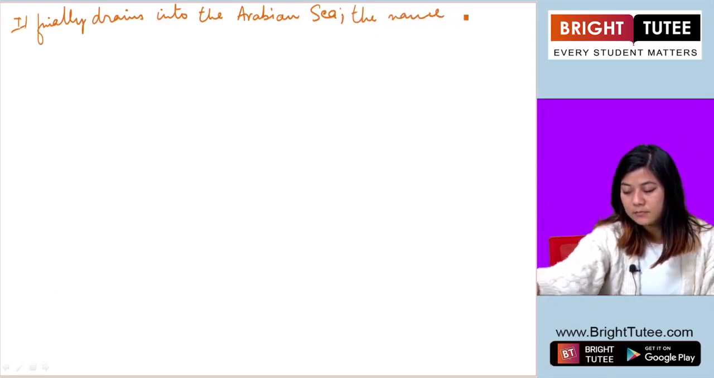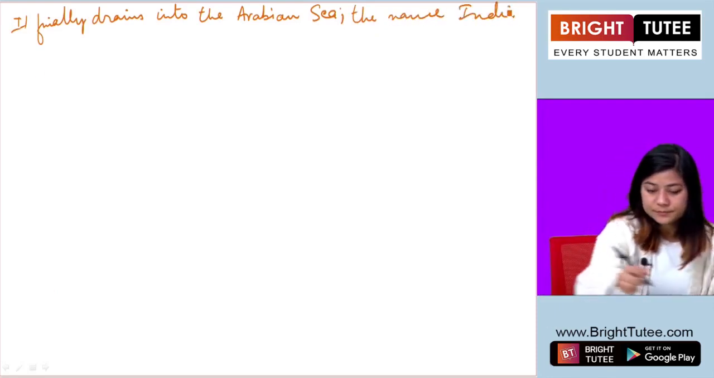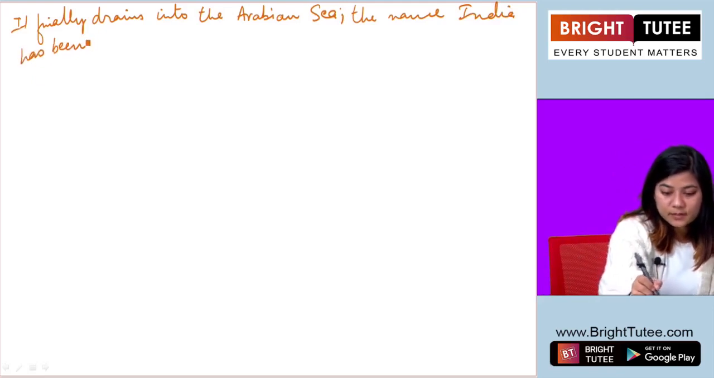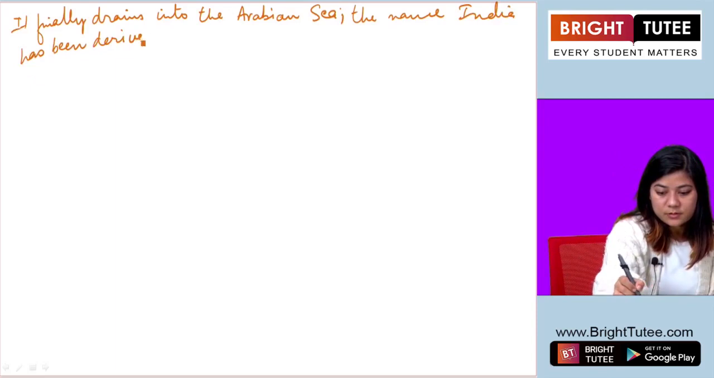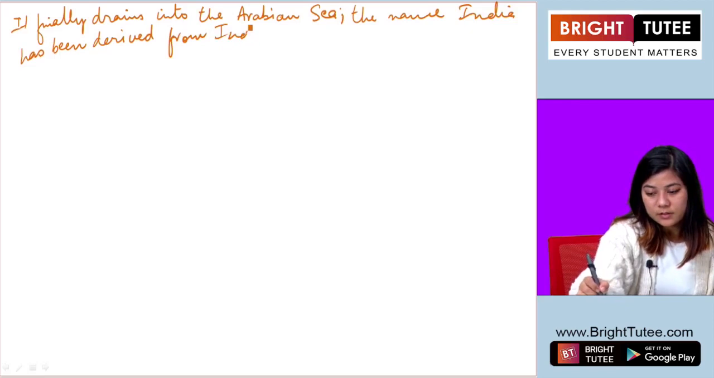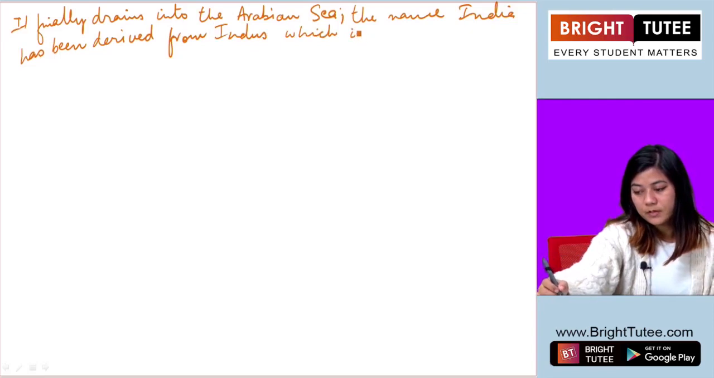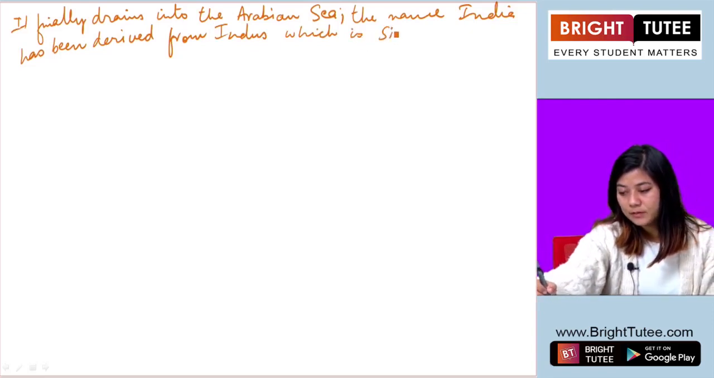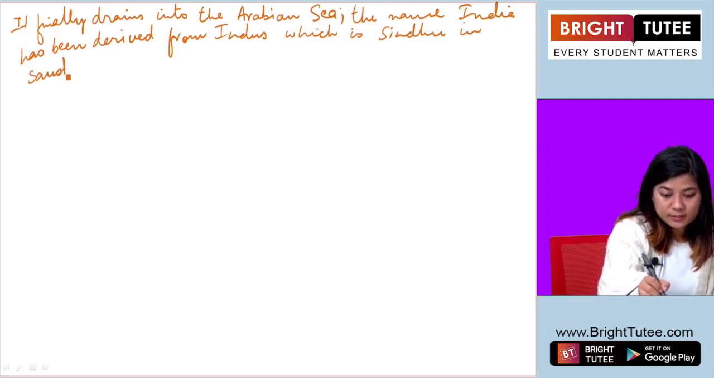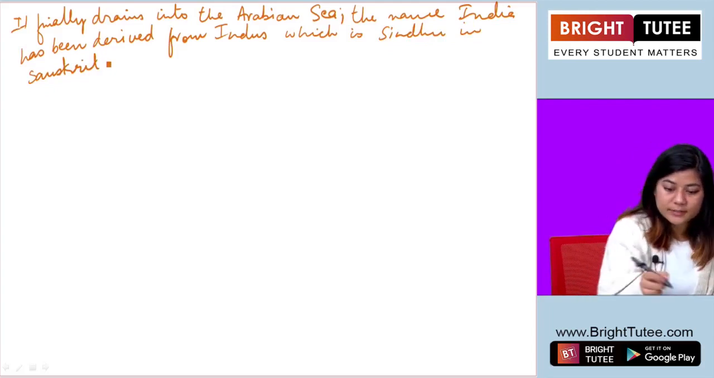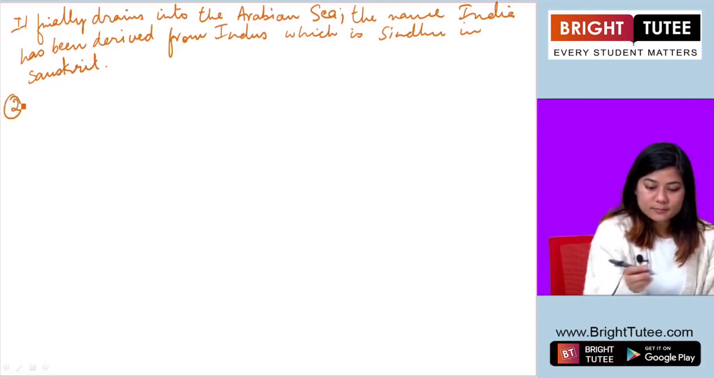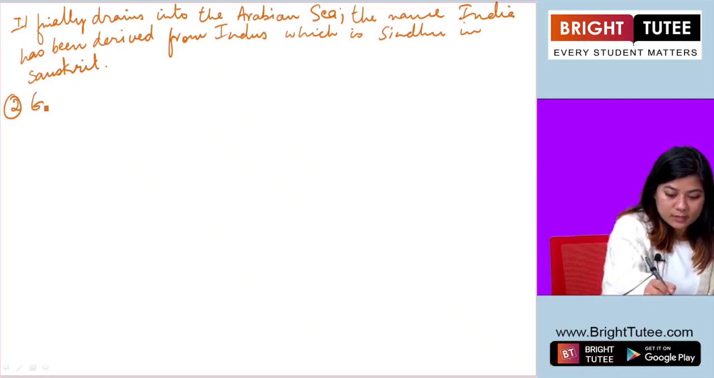Number 2. The name India has been derived from Indus, which is Sindhu in Sanskrit. Alright. So the next river system that we are going to write about is the Ganga system.